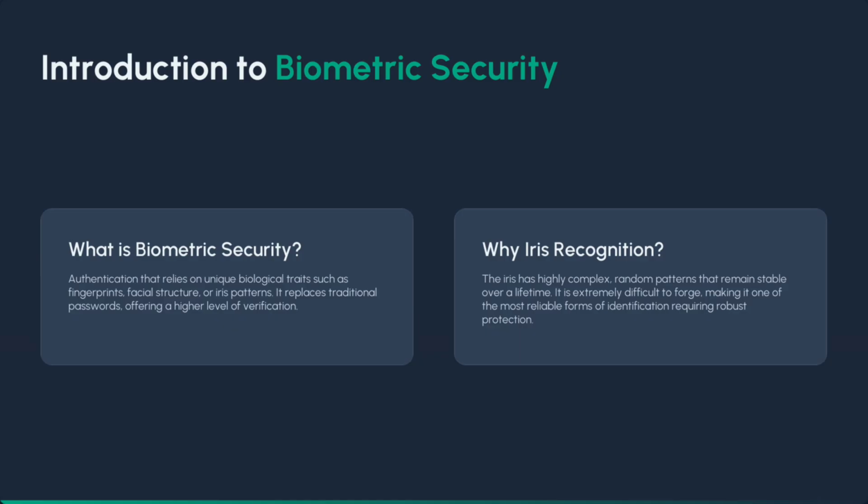Biometric security is the process of authenticating individuals based on unique biological traits, like fingerprints, facial structure, or the iris. Unlike passwords, you cannot change your biometrics if they are stolen, which makes security paramount. We focused specifically on iris recognition. Why? Because the iris contains complex random patterns that are stable throughout a person's life. It is widely considered one of the most accurate forms of identification. However, this high accuracy comes with a high risk. If an iris database is breached, the fallout is permanent.